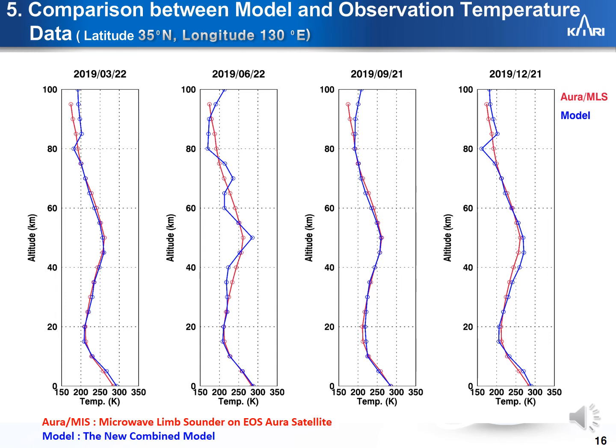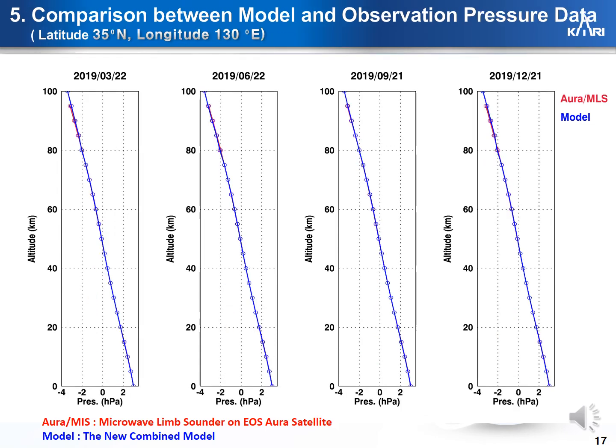Also, in June, we could see some discrepancies. Also, some discrepancies in December. I think that it is caused by the solstice. This shows the pressure with altitude. It shows a very good match seasonally.